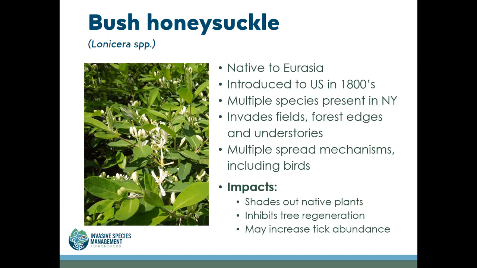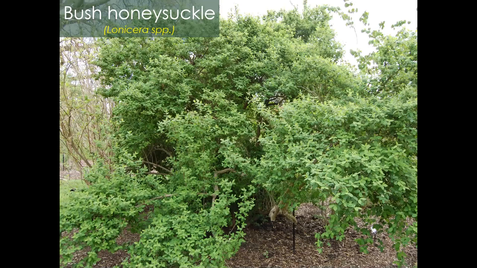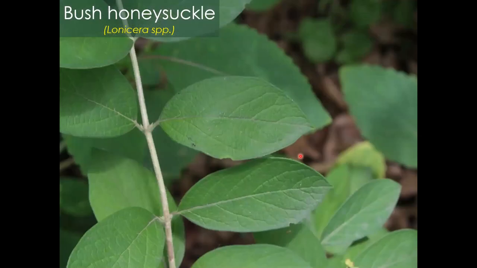So bush honeysuckle is a deciduous woody shrub that can grow up to 20 or 25 feet in height. It may appear very multi-stemmed in a shrub-like appearance, like what you see here, or it may become single-stemmed and appear more like a small tree, depending on its location where it's growing. The leaves are simple. They're located oppositely on the stem, are light green in color, with smooth edges or margins. So pretty plain looking leaf.